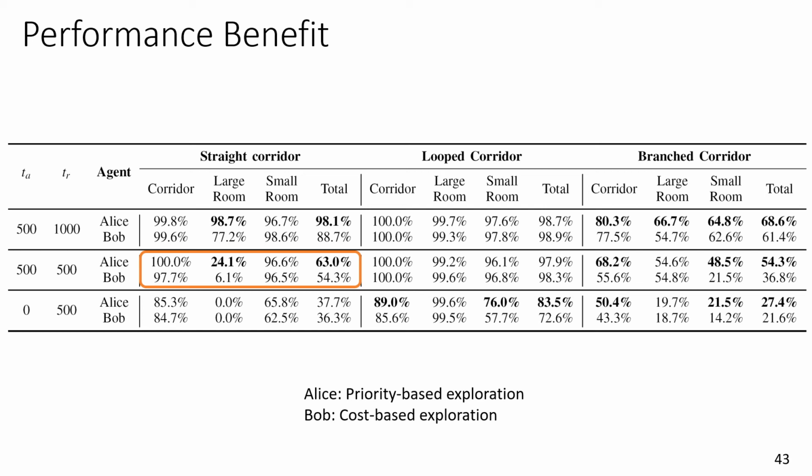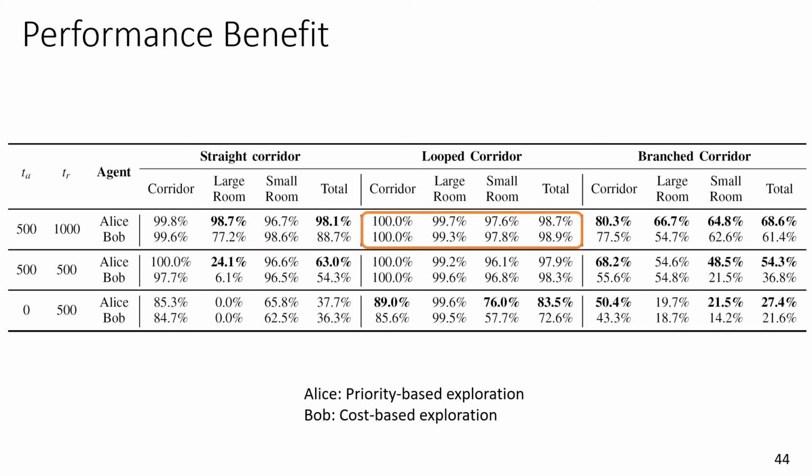We observe that Alice explores 100% of the corridor, similar to Bob. However, Alice, on average, has explored more of the large room at the end of the corridor than Bob. Both the agents have explored a similar extent of the small room. Alice has an overall better performance, exploring on average 63% of the environment, while Bob has explored 54%.